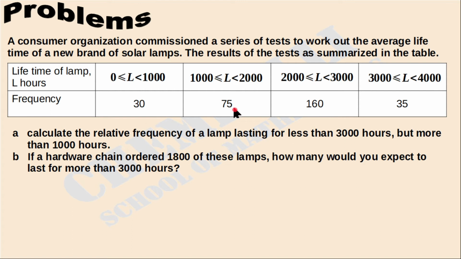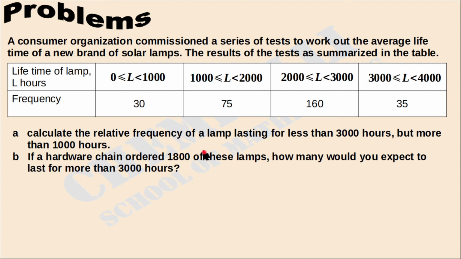What is 30 plus 75? It is 105. Then 105 plus 160 is 265. Then 265 plus 35 becomes 300. So in this case the total number of lamps is 300. That is, in our probability case, the total number of trials is 300.